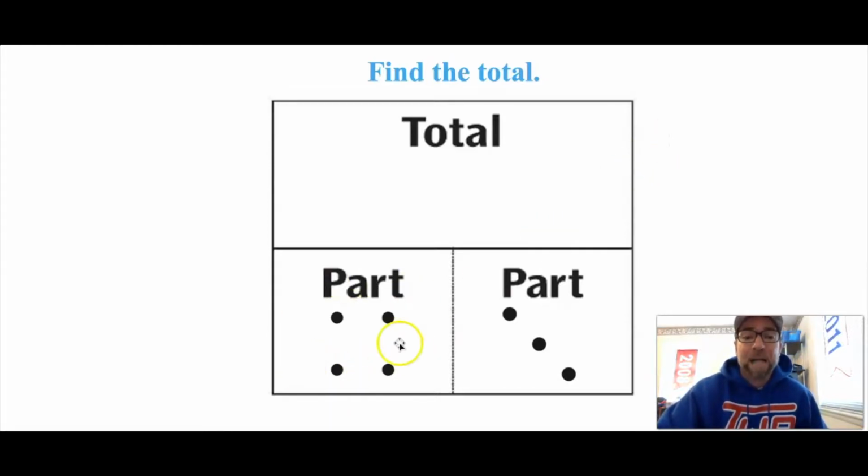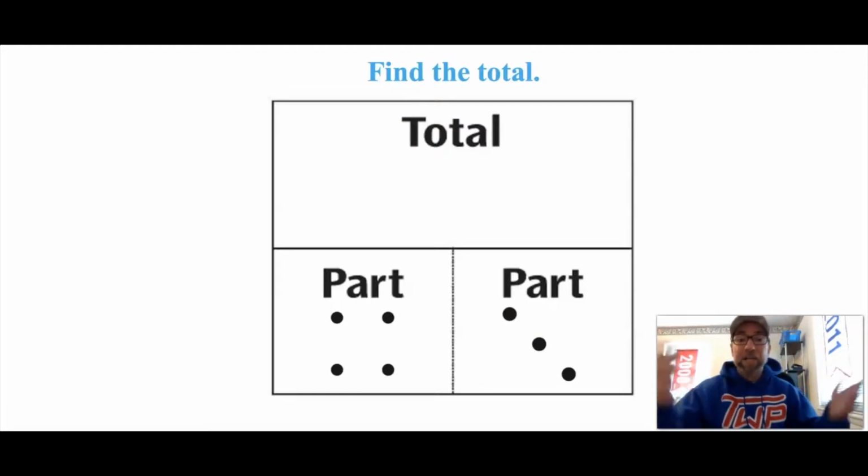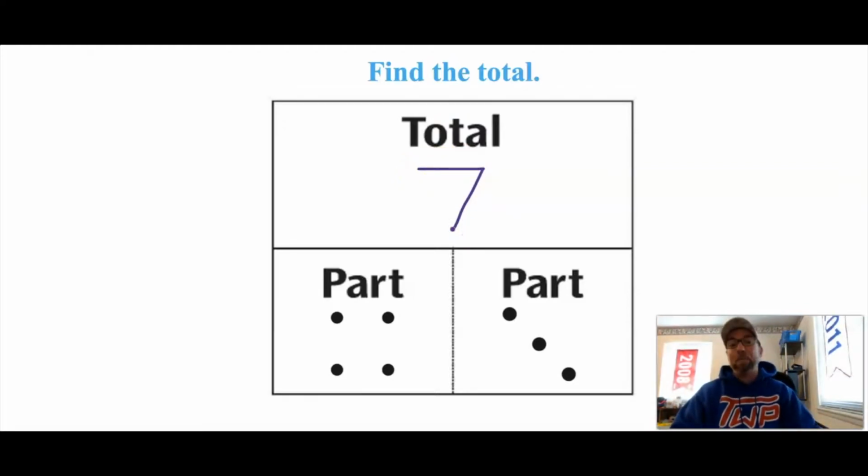I have some dots in my first part. I have some dots in my second part. How many dots do I have in all? Well, in all we had to do was count up all of our dots, and you may have gotten the same answer that I did. There are 7 dots in all.